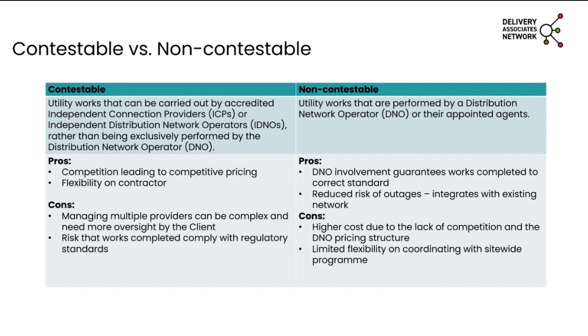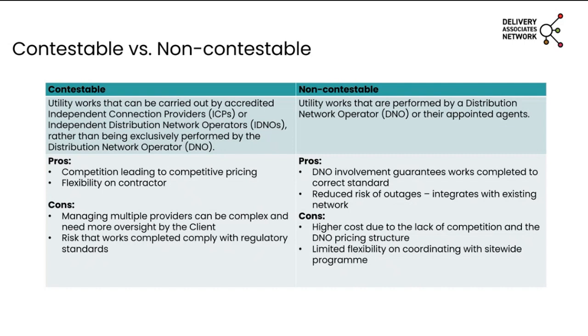Now, in contrast, there are non-contestable utility works as well, and these must be performed by the utility company or their approved contractors directly. An example of this may be works on existing infrastructure, such as maintenance or upgrades, or even emergency repairs of their network. And these are typically on high-risk assets, such as high-voltage electric or high-pressure gas mains.